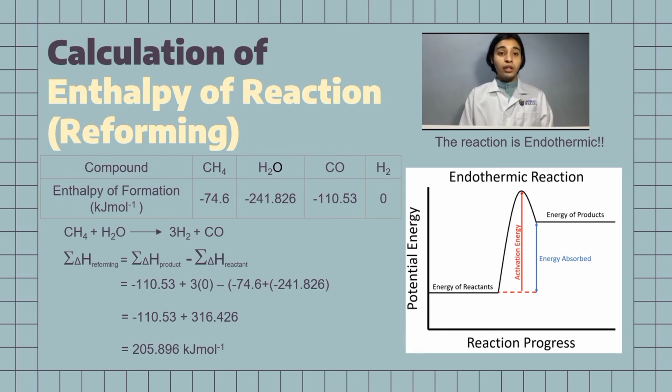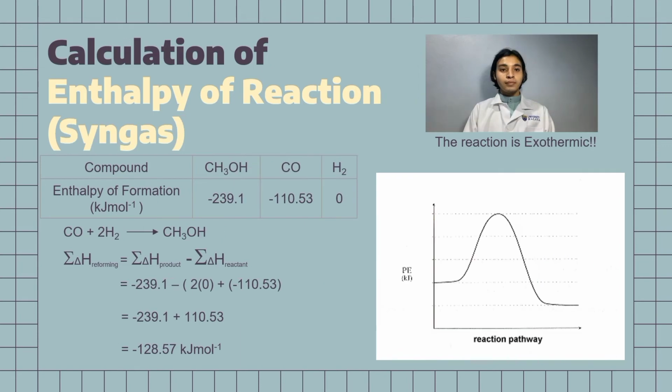And this reaction is an endothermic reaction since the value is positive. Now, we shall continue with the calculation of the enthalpy of the synthesis gas. As you can see again in the table, we have the enthalpy of formation for the compounds involved in the reaction. And now, we have to write the balanced equation for the reaction, which is this. CO plus 2H2 will produce methanol.